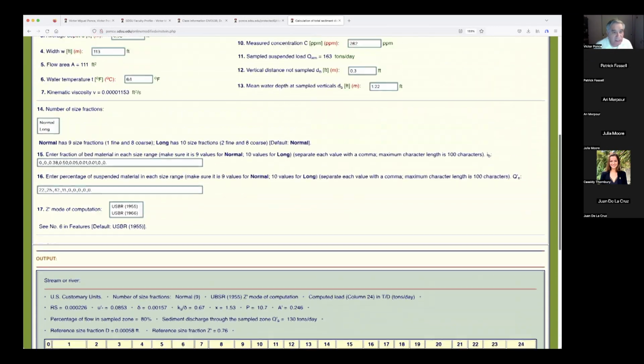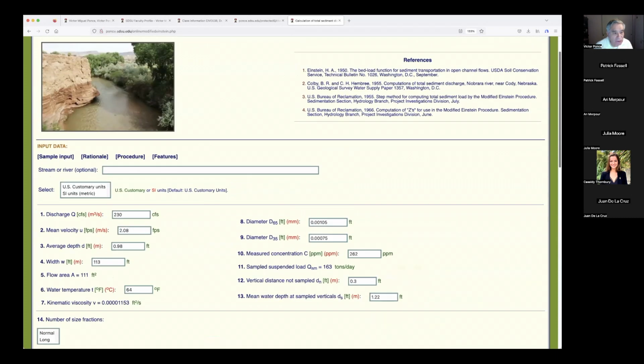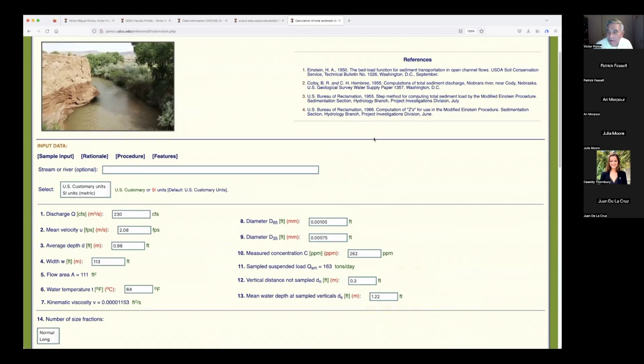Okay, so now what I'm going to do in here is to go on and just dwell a little bit on the properties of this procedure. And with that, I go to the sample input. I don't really need to go to the sample input because that's the sample input that I already did.